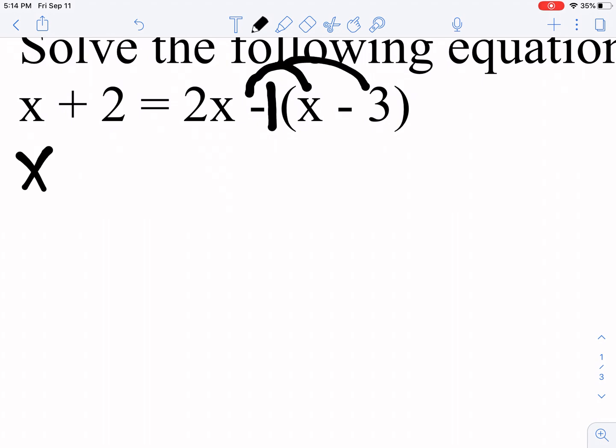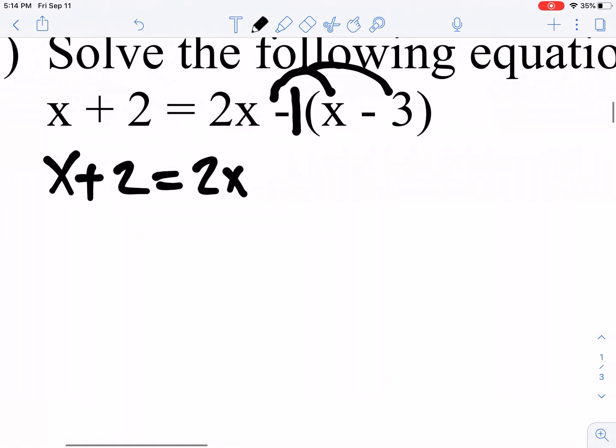So this guy stays the same. We have x plus 2 equals 2x, and then a -1 times x is what? Negative x, right? Now we could put a -1x, but we don't have to. Let's just put minus x, okay, and then a negative 1 times a negative 3. Two negatives when we multiply make a positive, and 1 times 3 is 3.